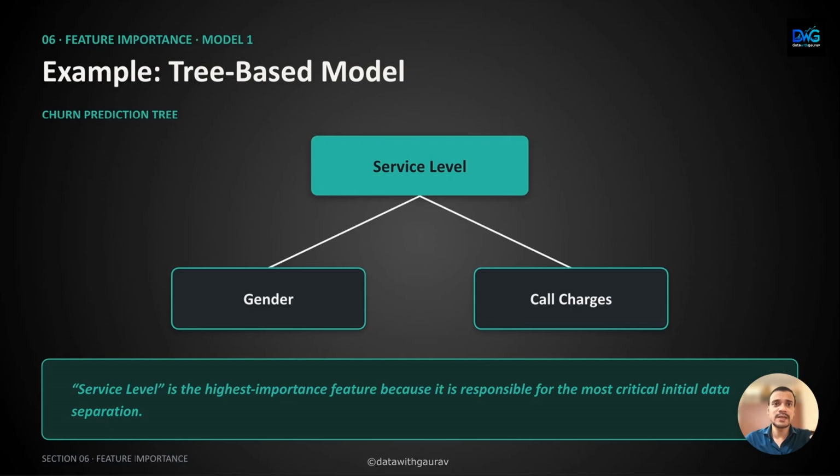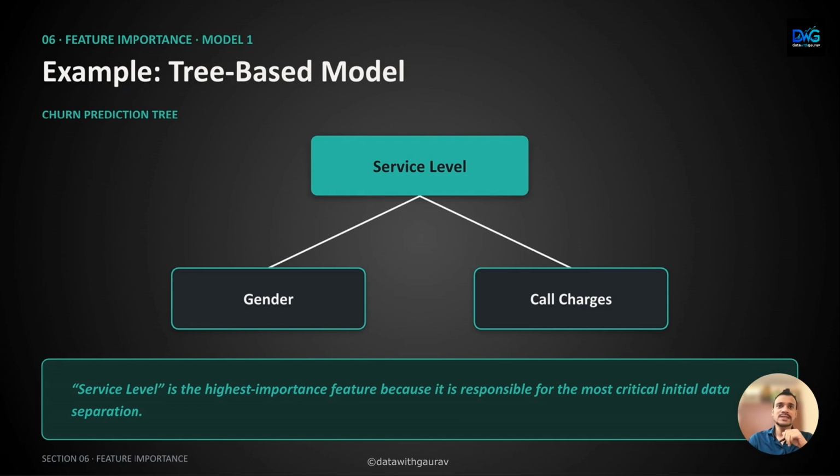Once the first split is made, the model continues asking additional questions. Here, the next splits are based on gender and call charges. So these features are still useful, but they define the groups that were already created by the service level.